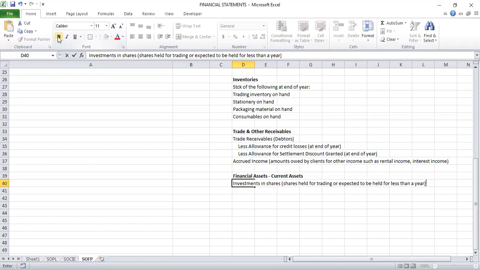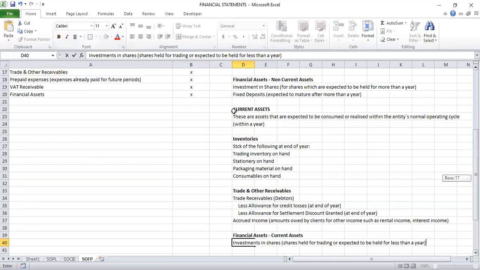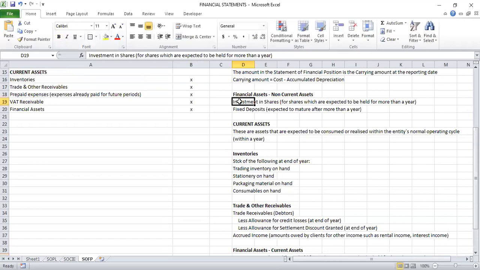Then the ones that I talked about under non-current assets, those are the ones that are not for trading. Maybe you are happy with the performance of the company and you are holding shares so that every year you can earn a dividend, a share of the profit of that company. Then it's a non-current asset.